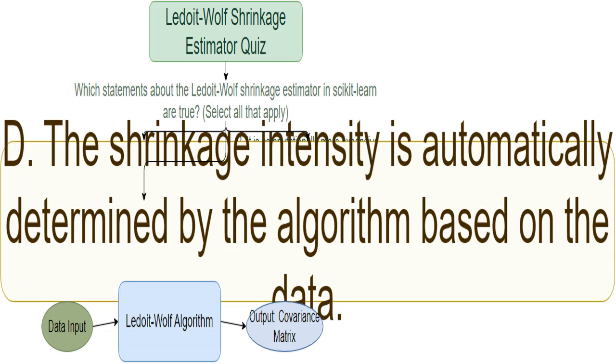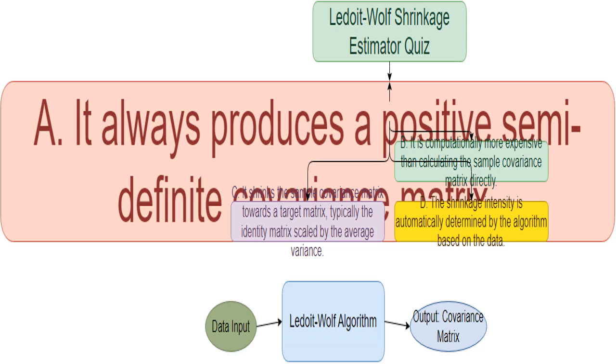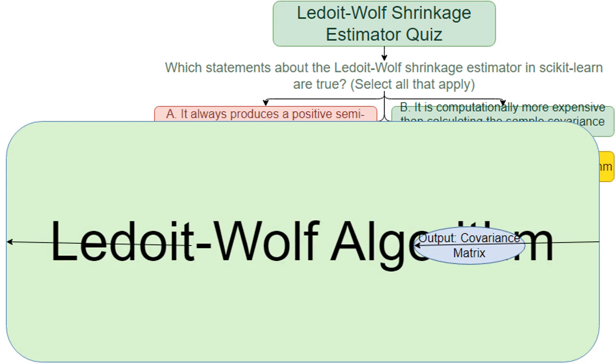This statement is correct. The beauty of Ledoit-Wolff is that it automatically figures out the optimal shrinkage intensity using the data itself. You don't need to guess or manually adjust any parameters. That's a huge time saver and improves the efficiency of the process. This is true. The Ledoit-Wolff method makes sure the resulting covariance matrix is always positive semi-definite. This is very important because it avoids problems that can happen with the sample covariance matrix, especially when you have high-dimensional data.